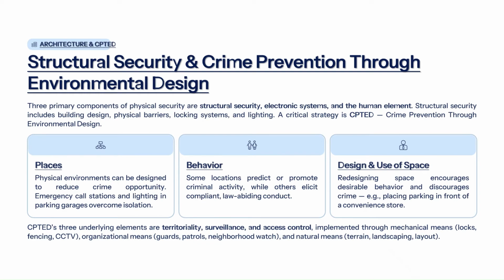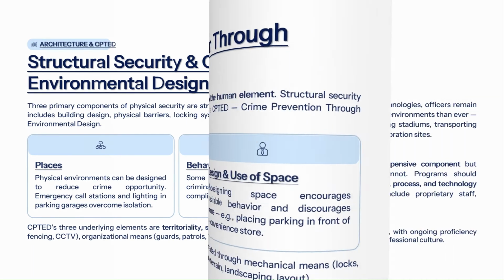Natural surveillance encourages visibility and observation. Clear sightlines, strategic lighting, and open layouts increase the likelihood that suspicious behavior will be noticed. Territorial reinforcement uses signage, landscaping, and defined boundaries to communicate ownership and control of space. By combining structural measures with environmental design principles, organizations enhance security while maintaining functionality and aesthetics.